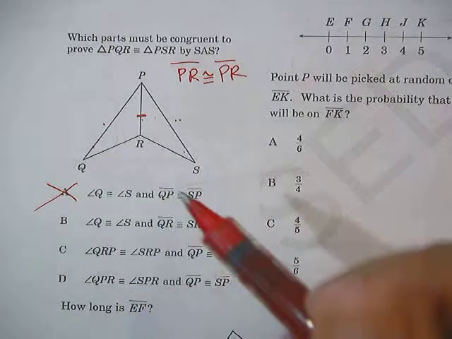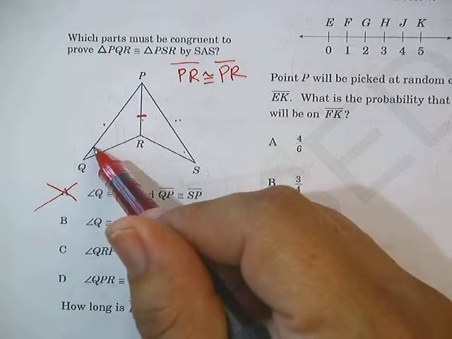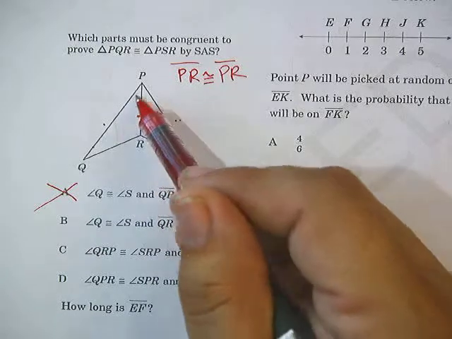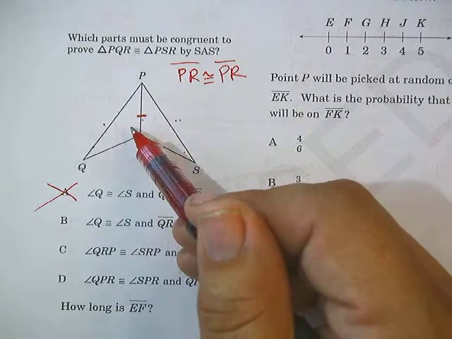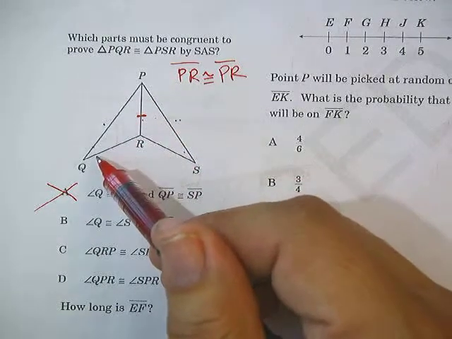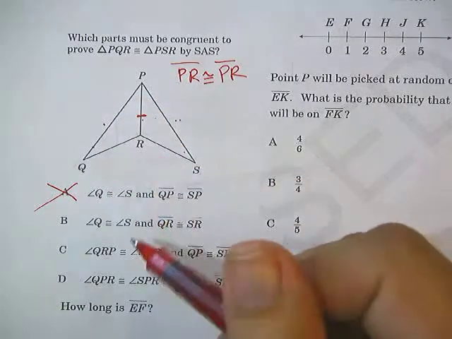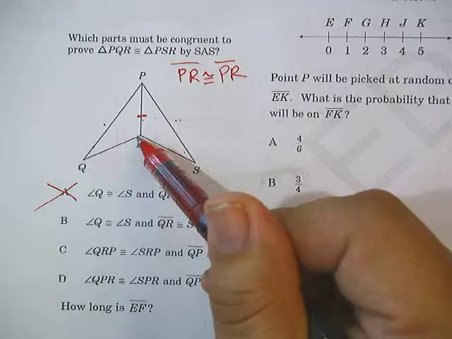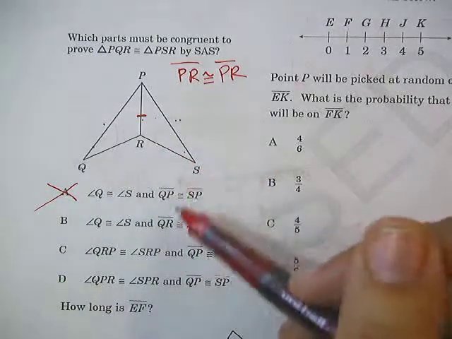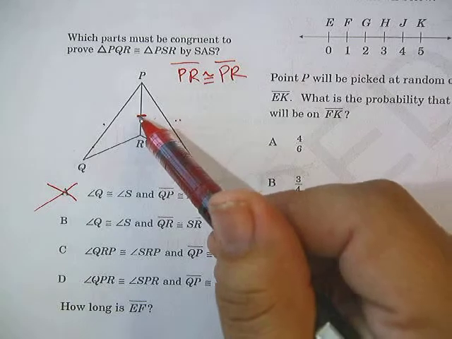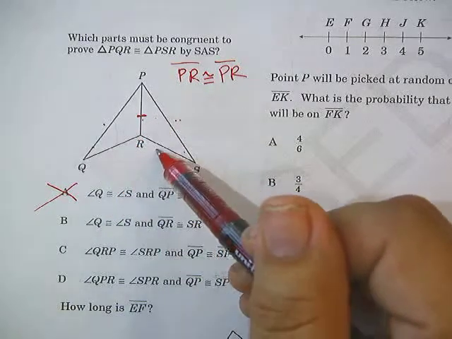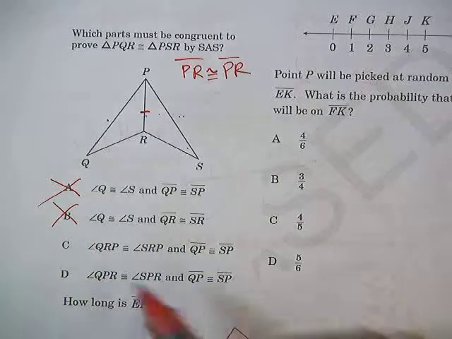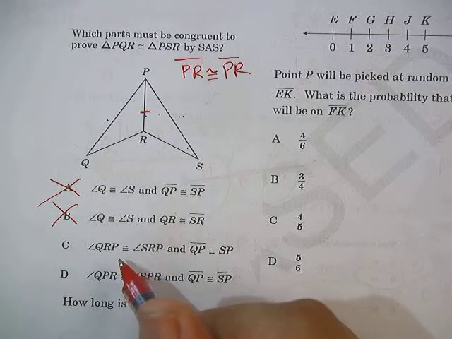All right, let's try this again. Angle Q, I don't think angle Q is going to work because whatever angle I'm using should be up here, here, if it's going to be side, angle, side. So I don't think angle Q can work. Let's see, angle Q, QR, angle S, SR, that again would be side, side, angle. That's the naughty postulate. It doesn't work.